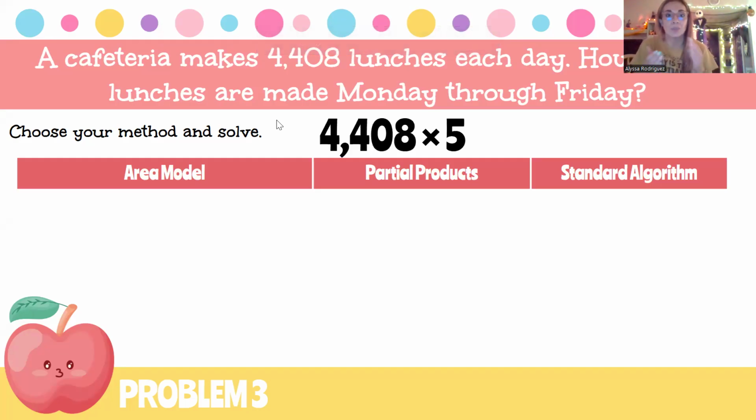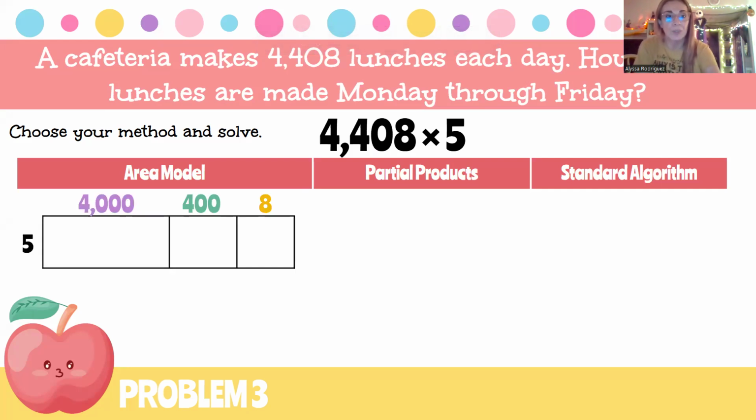So for this one, it was 4,408 times 5. So you draw your area model and you're breaking it down like you're doing expanded notation. The 8 goes in the ones place, there's nothing in the tens place, the 4 goes in the hundreds place, and the other 4 goes in the thousands place. So what you can do right now, go ahead and get your book. I'm not going to time it today. Get your book and already write down those numbers in the right spot.